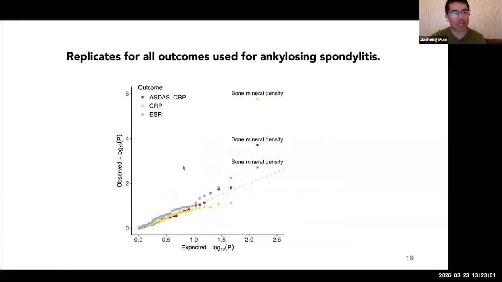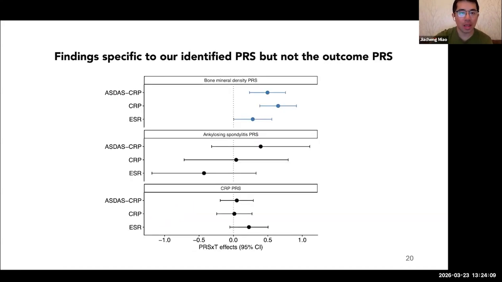We actually found that the PRS for bone mineral density is the top predictor if we rank by feature importance. This is consistent across three different outcomes related to ankylosing spondylitis. We also tried what people typically do, just using the outcome PRS to train the models, and it does not give you any significant results. Only the PRS we identified gives you significant results.